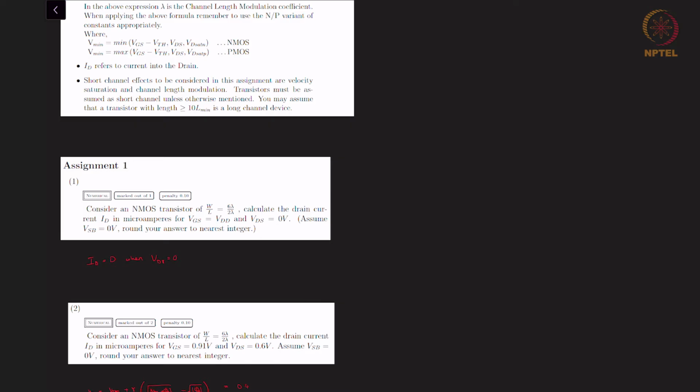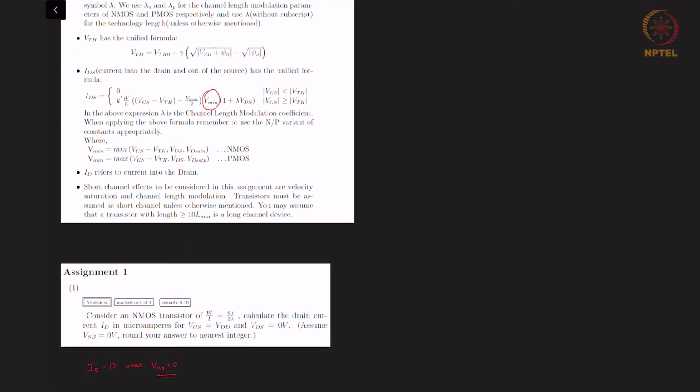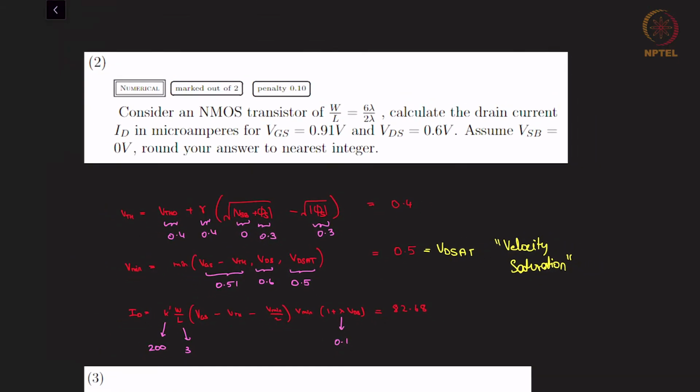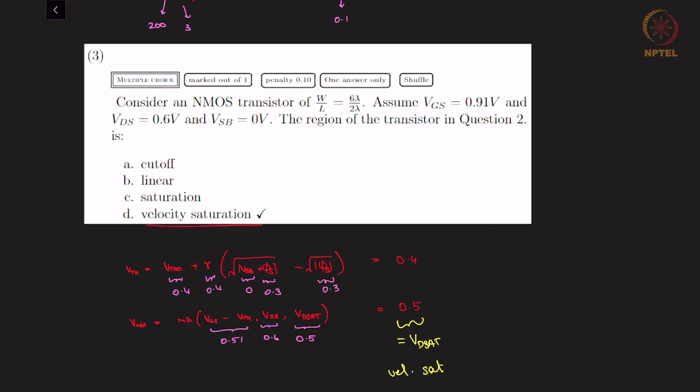So question 1, when VDS is equal to 0, there cannot be any current, right? That just follows from the fact that Vmin will be VDS, and so it's just 0. So for question 2, I have given the value of threshold voltage, Vmin, and the drain current over here. The region is velocity saturation, and that's because VD sat of 0.5 has come out to be the minimum value, and so that is the region, right, which is the answer to this question.